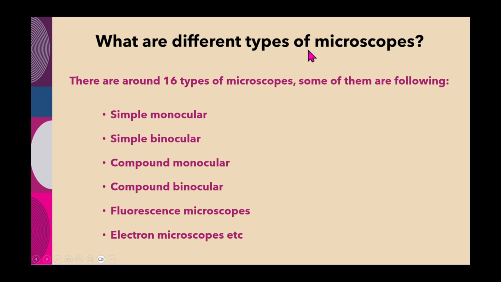What are the different types of microscopes basically? There are about 16 types of microscope. However, the most famous microscopes are simple monocular, simple binocular, compound microscope, compound binocular, fluorescence microscope, and electron microscopes.